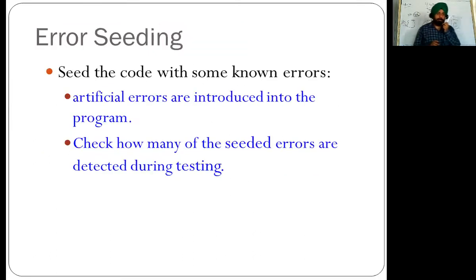So, error seeding. Error seeding is, you can say like this: you deliberately put some error in your code, and you run a test suite and see whether this error has been detected or not. You deliberately input some error. So if your test suite does not detect that error, then there is a fault, because the error is put in, but your test suite is not detecting it.